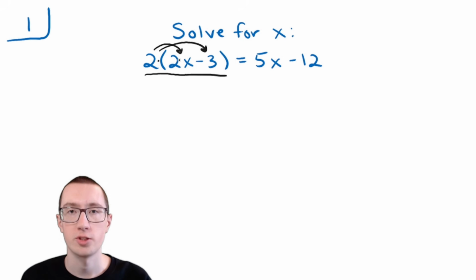So we're going to have 2 times 2x first. 2 times 2 is 4, and then the x stays. And then we have 2 times 3, which is 6, and then the minus sign stays as well. And then that's just going to equal 5x minus 12.